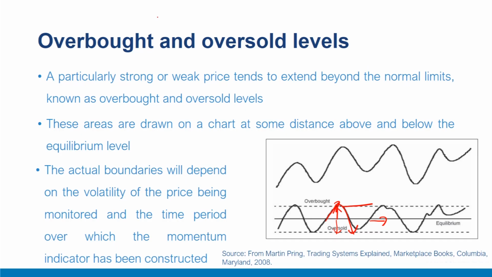The actual boundaries will depend on the volatility of the price being monitored and the time period over which the momentum indicator has been constructed. For example, an ROC indicator has a tendency to move to wider extremes over a long period than over a shorter one. It is highly unlikely that a price will move 10% over a 10-day period. Yet, over the course of a primary bull market extending over a 12-month period, a 25% increase would not be uncommon. Some indicators such as RSI and stochastics have been specially constructed to move within definite predetermined boundaries, as we'll discuss later.